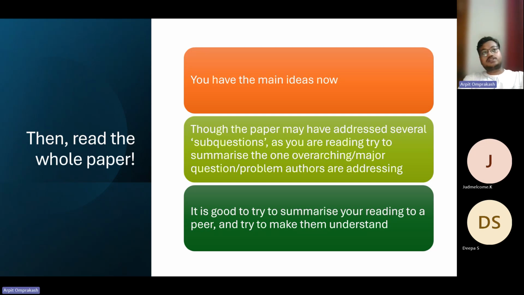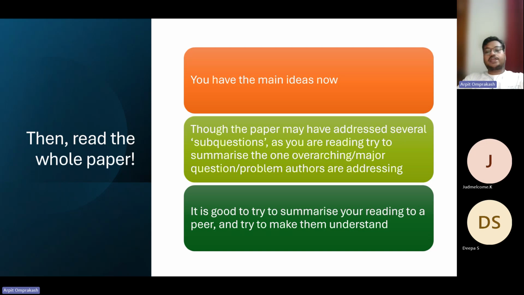Then, after doing all this, after you read the abstract, you read the materials and methods, you see the figures properly and read the figure captions, go back and read the whole paper. So now you have the main ideas. Some papers may address several sub questions, but when you are reading, try to summarize the broad overarching major questions or problems that the authors are addressing and trying to answer.